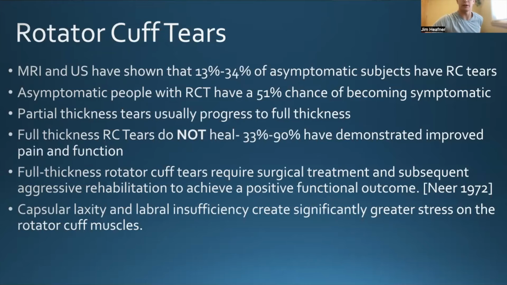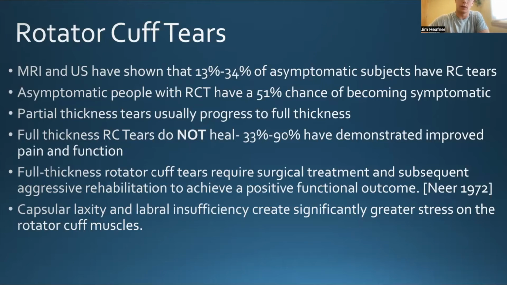With rotator cuff tears, MRI and ultrasound have shown that between 13 and 34% of asymptomatic subjects have rotator cuff tears. So that means that some people who don't even know that they have a rotator cuff tear won't be coming into the clinic because they're not having pain at that point. But it says that the reliability of MRIs and ultrasounds are not always the greatest for a predictor of pain.